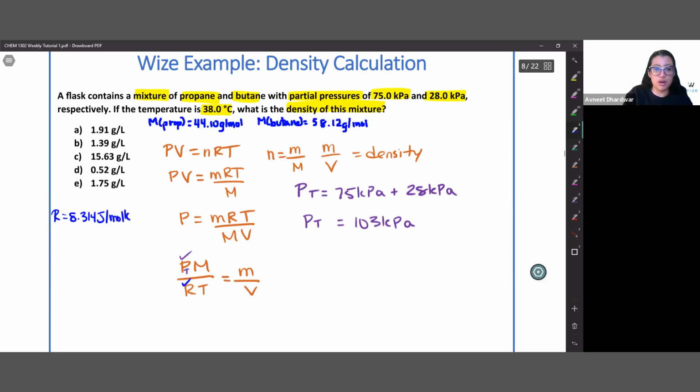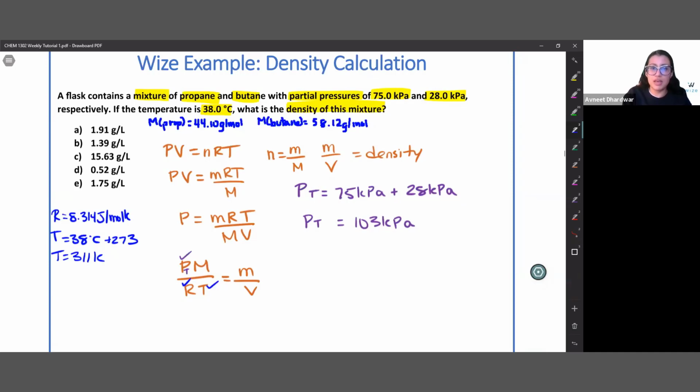Okay, so we also have R. And temperature, we're told that it's 38 degrees Celsius. And remember, again, to convert that into Kelvin, so you're going to add 273, and that's going to give you a temperature of 311 Kelvin. So we also have the temperature.